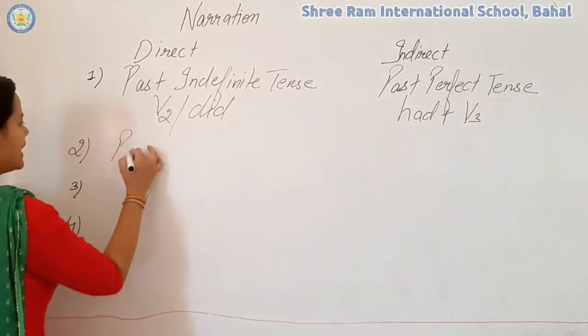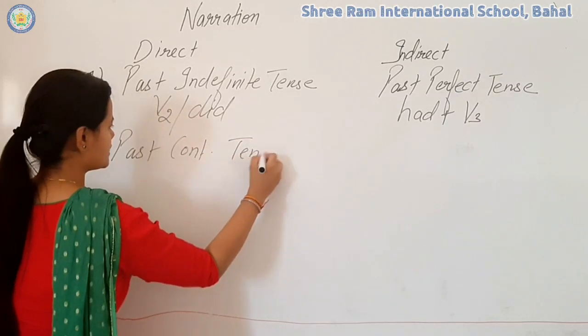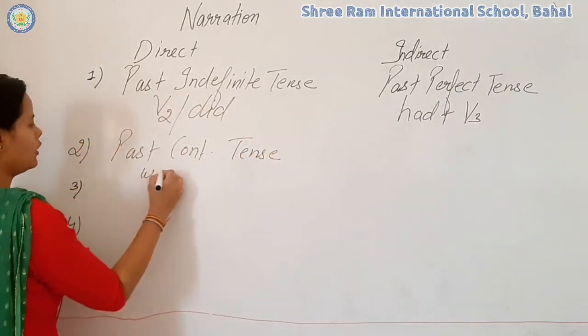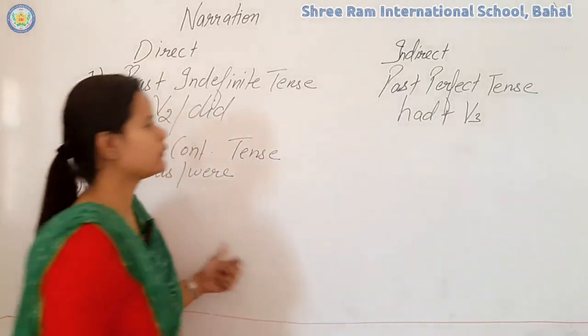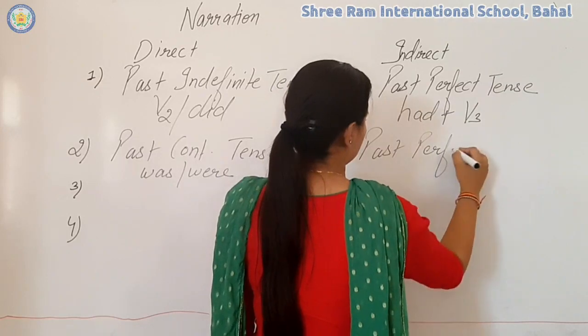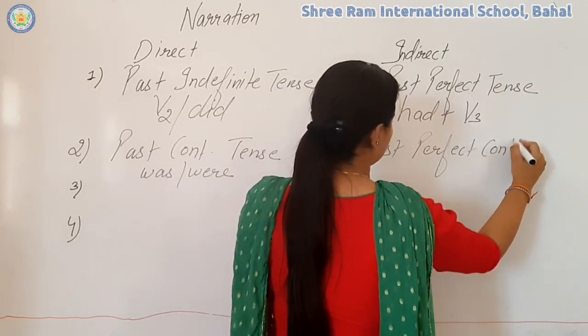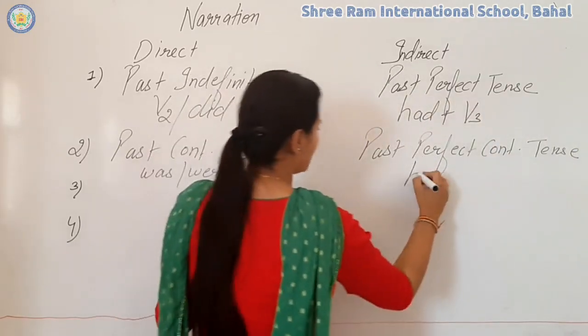And if you find here past continuous tense, it means if you find here was, were, then you have to change it into past perfect continuous tense. It means was, were will change into had been.